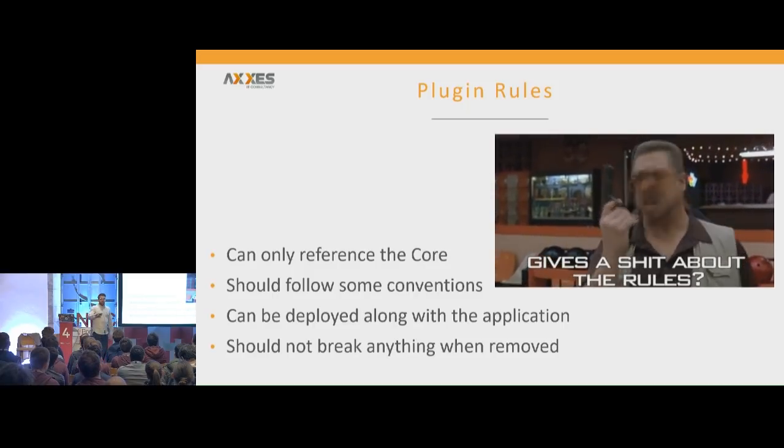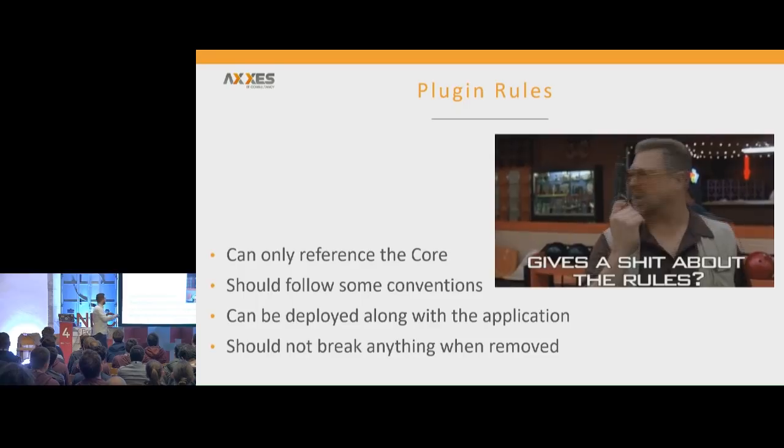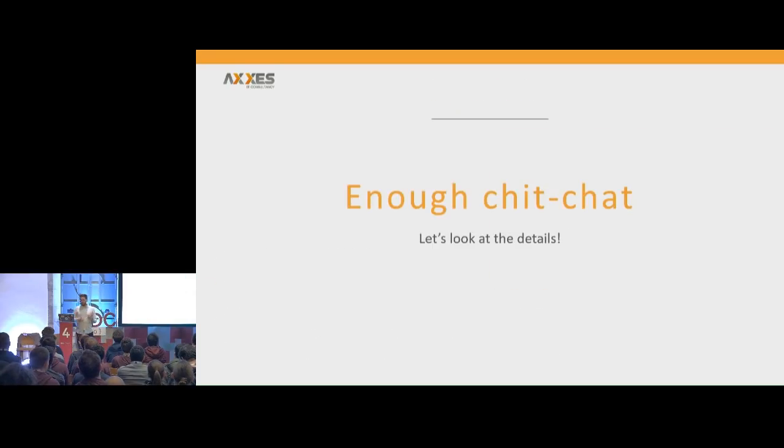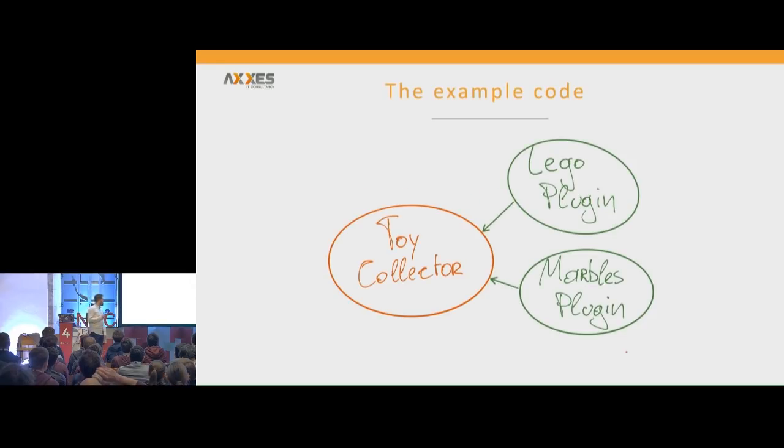Are you still with me at this point? Good. I'm going to show you the bits of code that are interesting that you need to make this work in .NET Core. And it's really not that much code, so hold on for a little minute. I couldn't use the code from the IoT platform, so what we're going to be talking about is a toy collector, and there will be a plugin for Lego and a plugin for marbles. You can check out the code on my GitHub. I'll give you the link at the end if you want to look at it yourself.